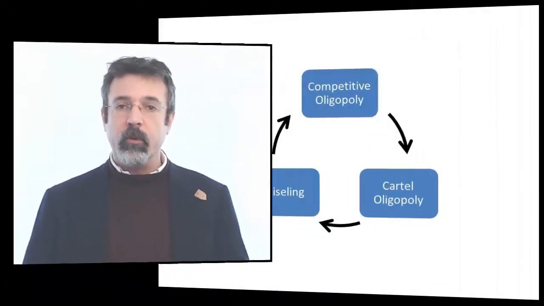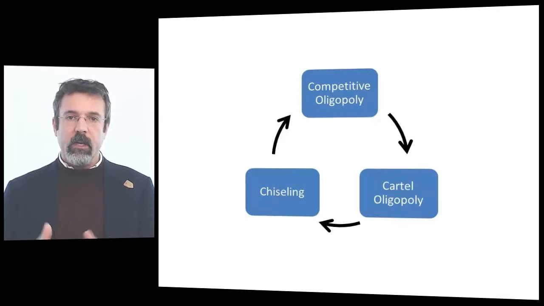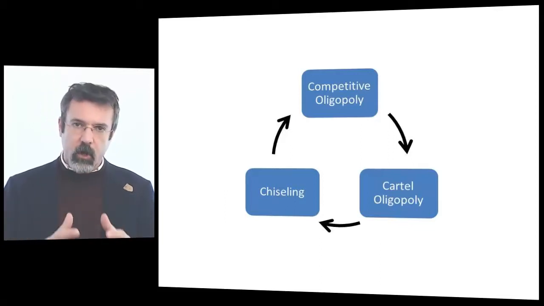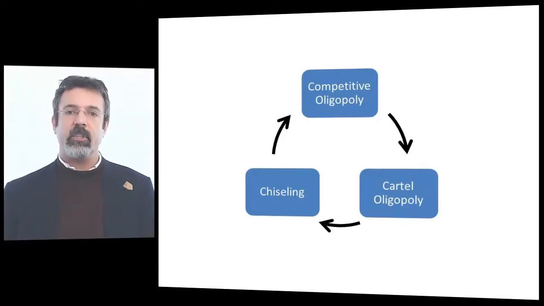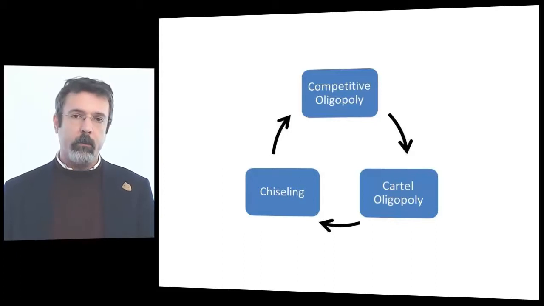Now that you've seen an overview of what an oligopoly industry looks like, let's look at the dynamics of the interaction between two firms in an oligopoly industry as they move from competition to cartel to chiseling and back to competition again. The two firms are both large, meaning that they can influence the market price by altering their output.